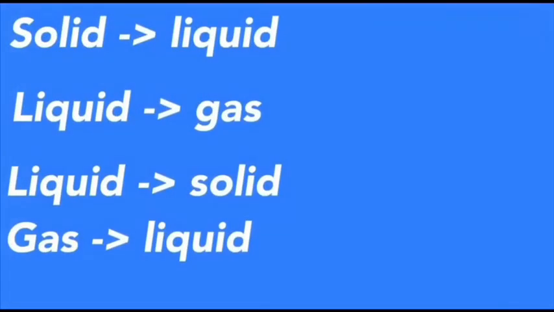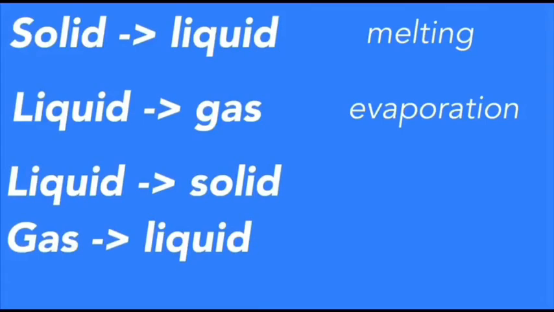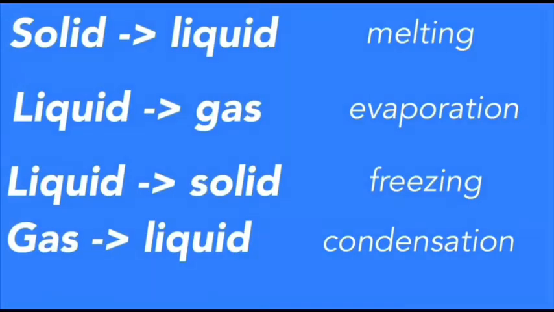Next, I would like to briefly explain the changing of state of matter. The changing of a state of matter can go from a solid to liquid, a liquid to gas, liquid to solid, or gas to liquid. From a solid to a liquid, it is called melting. From a liquid to a gas, it is called evaporation. From a liquid to a solid, it is called freezing. And from gas to liquid, it is called condensation.